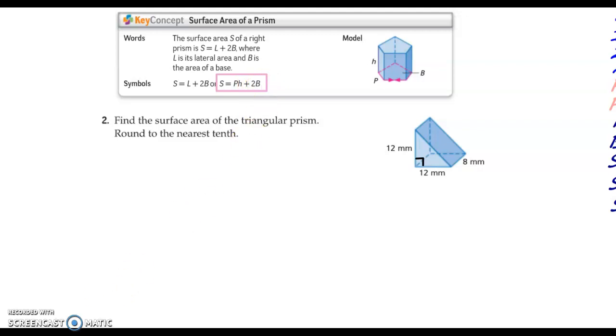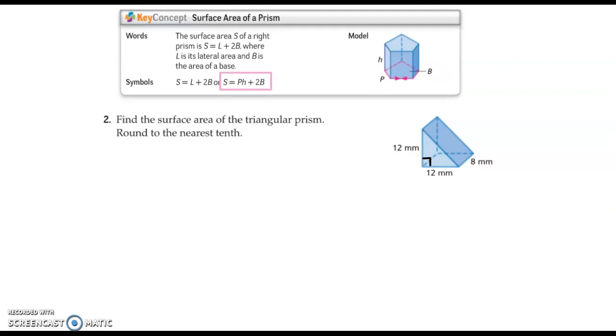In this example, they want us to find the surface area of the triangular prism and round to the nearest tenth. So we're going to begin the same way we did last time. Always start with our formula. So the total surface area is equal to the perimeter of the base times the height plus 2 times the area of the base.